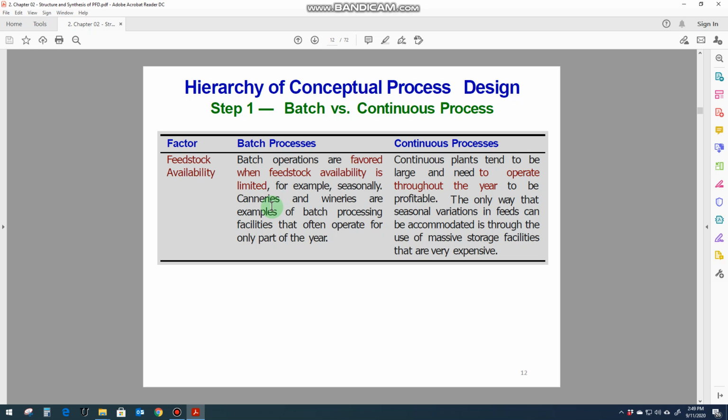So sugar cane, we can have that in the summers, and then in winters we have to keep it in stock if we want to continuously operate that process. Continuous plants tend to be large and need to operate throughout the year to be profitable. The only way that seasonal variation in feeds can be accommodated is through the use of massive storage facilities that are expensive.